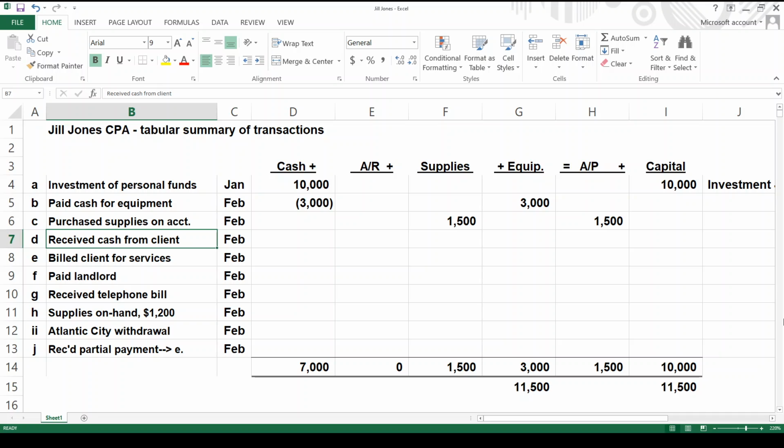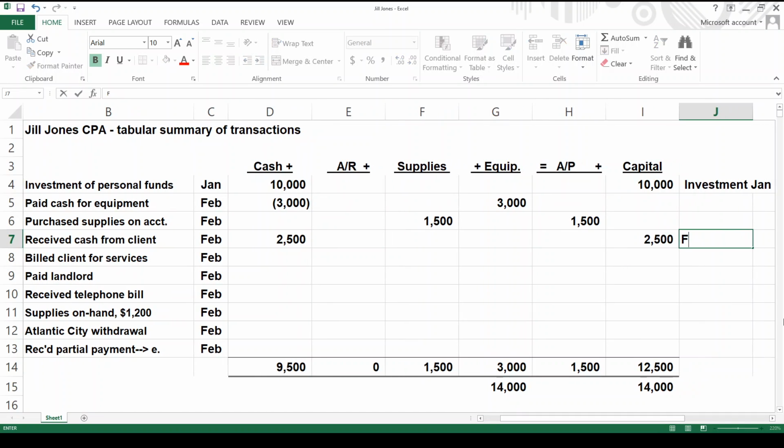You say to yourself, self, what did I just get? I just got cash. Okay. Why did I get the cash? From where did it come from? It came from revenue. That's one of the four items that will increase capital. Increase or decrease capital. 2,500. We'll give it a name. There's different names for revenue. I'll call it fees earned.